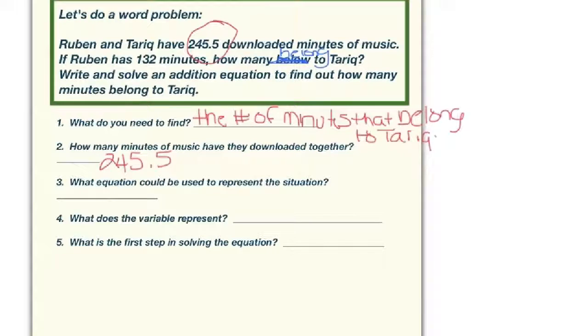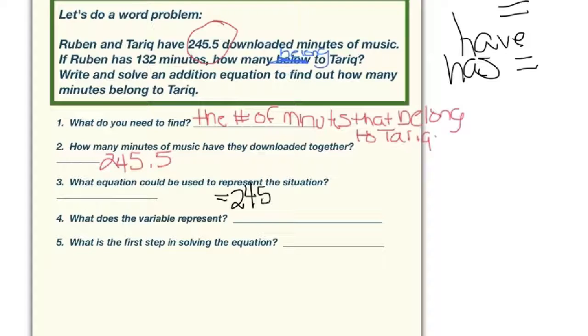What equation could be used to represent the situation? Now, this is a skill that can be very difficult, to write an equation from a word problem. What you want to look for are some key words. The words have and is tend to mean equal, so let's write that up here. Is means equal. A lot of times have or has are equal. Those help us. So when we're writing our equation, I often look for the equal first.